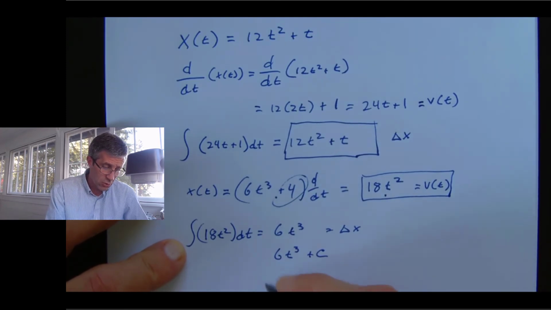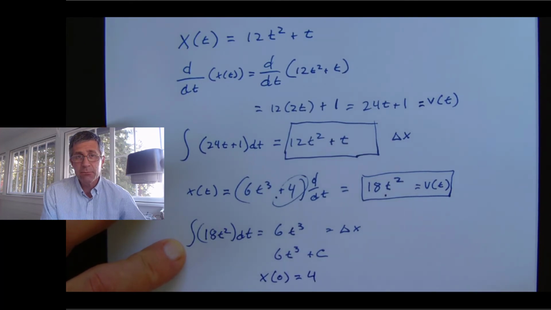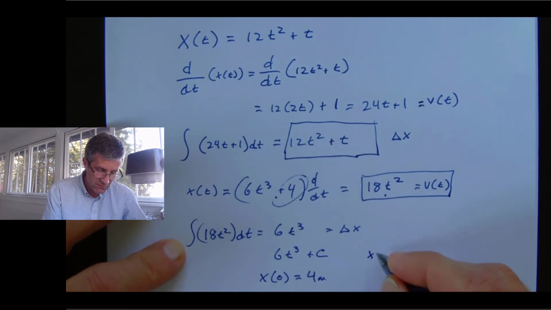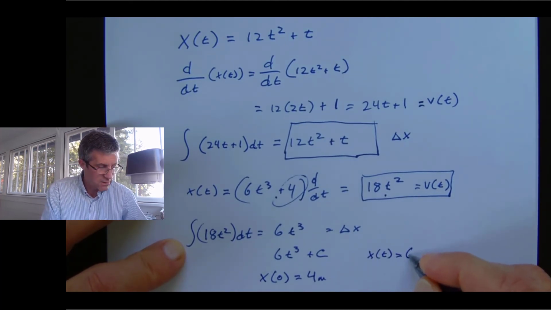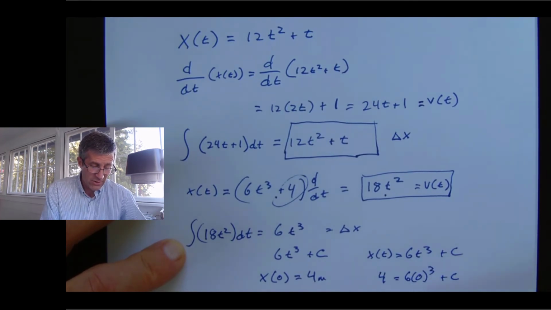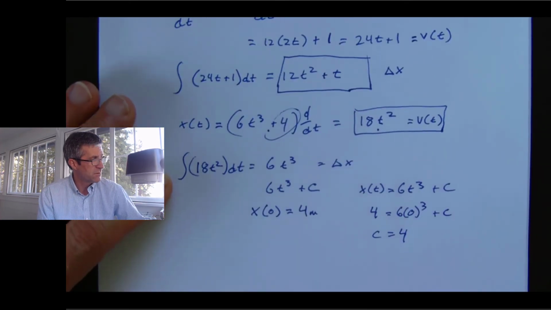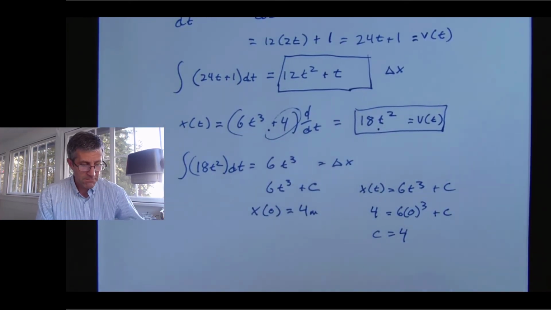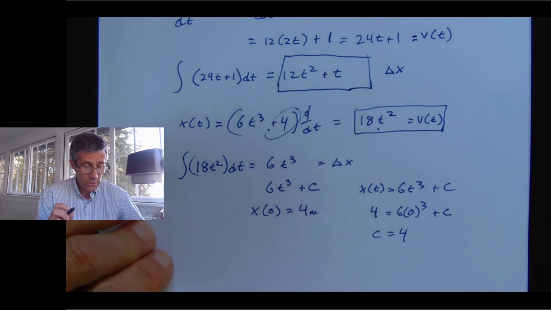So if I told you that position x at time 0 is 4 meters, well, then you can say, great. Now I can say this is my position function with respect to time: 6t cubed plus some constant. I know x of 0 is 4, so 4 must equal 6 times 0 cubed plus my constant, and I can figure out my constant. The constant must be 4, and I can get back to the original equation. Okay, so that's one thing to be careful of.